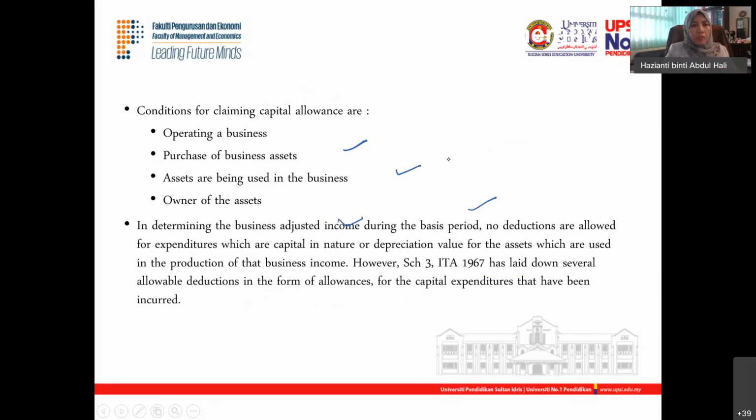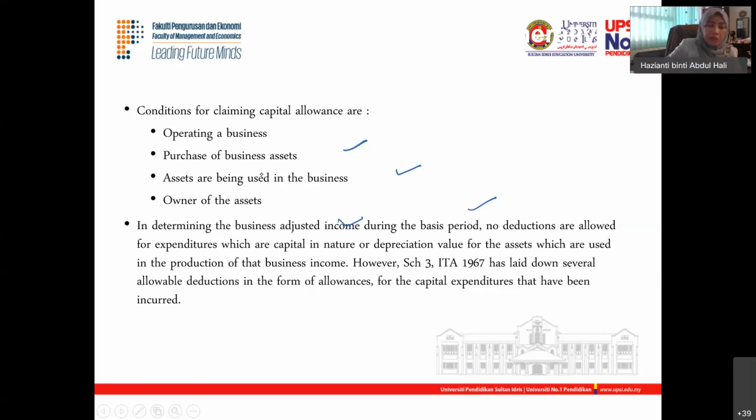Okay. The conditions for claiming capital allowance are, there are 4 conditions that must be fulfilled. It's not one of them, it's all 4. Number 1, operating a business, you must have a business first, then you can claim capital allowance. Number 2, purchase of business asset. The asset is bought, not received free. Number 3, the asset is being used in the business. Sometimes they have a business and buy the asset, but use it in another business, not for that particular business, so it's not allowed. And number 4, he or she must be the owner of the asset.